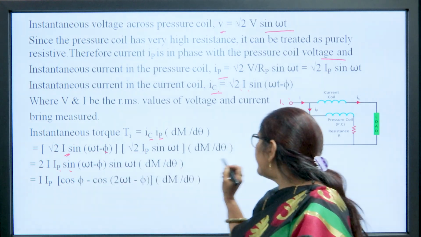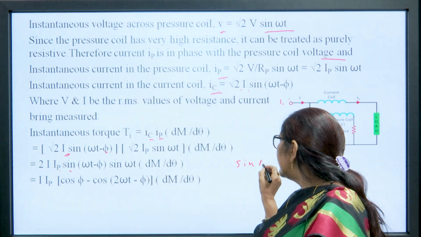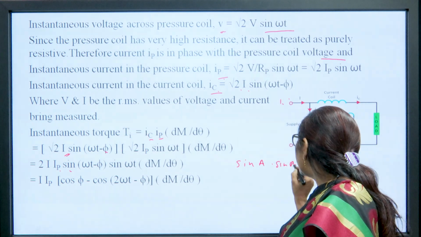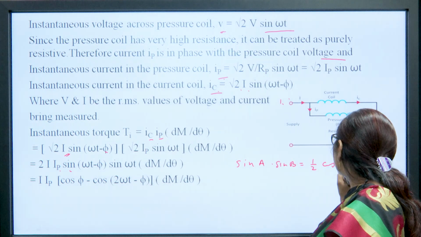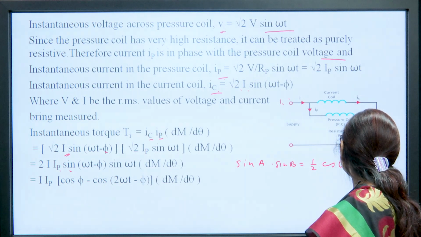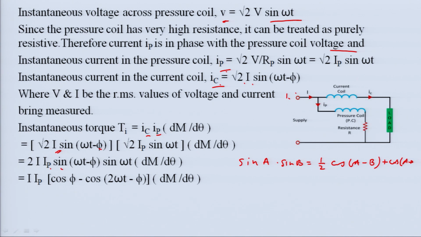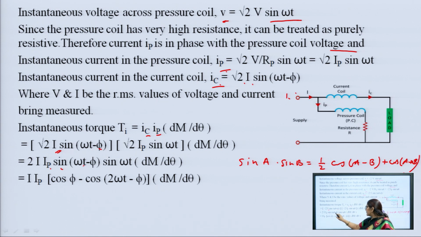Now, here we can apply the formula sin A into sin B is equal to half of cos(A minus B) minus cos(A plus B). So, by this formula it will be I Ip, cos(A minus B) where omega t minus phi minus omega t gets cancelled out, leaving cos phi, and next is minus cos(2 omega t minus phi), times dM by d theta. Now, this is the instantaneous torque.